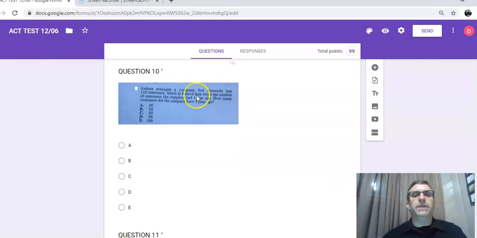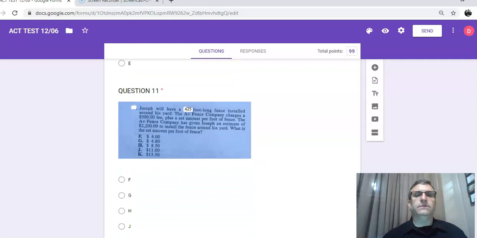this lady manages a company, has 116, which is equal to 8 plus twice the number they had last year, 2x. Okay, so you have 116 is equal to 8 plus 2x.